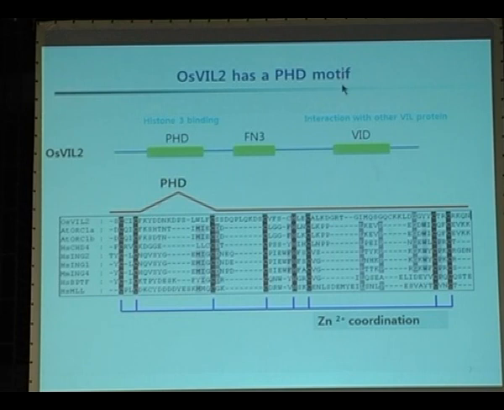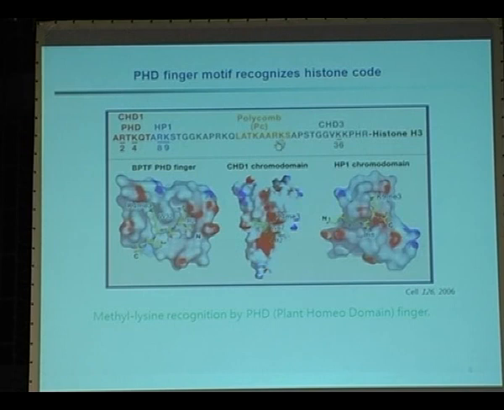BIL2 has a PHD motif. This is a very important structural component because this PHD motif is known to bind to histone tail, based on crystal structure from mammalian system and yeast. So this BIL2 has a PHD finger motif, suggesting this may be a chromatin remodeling factor.